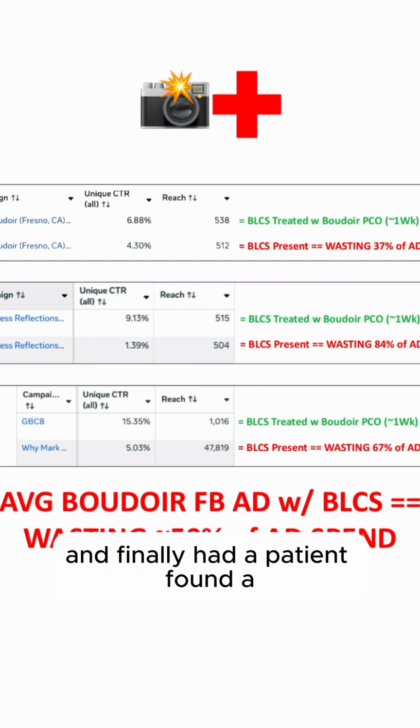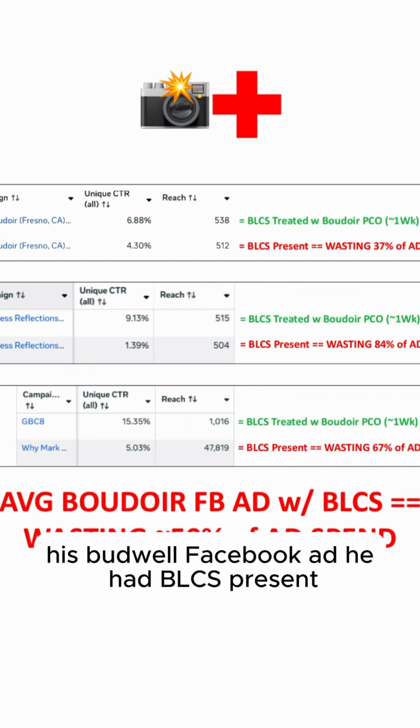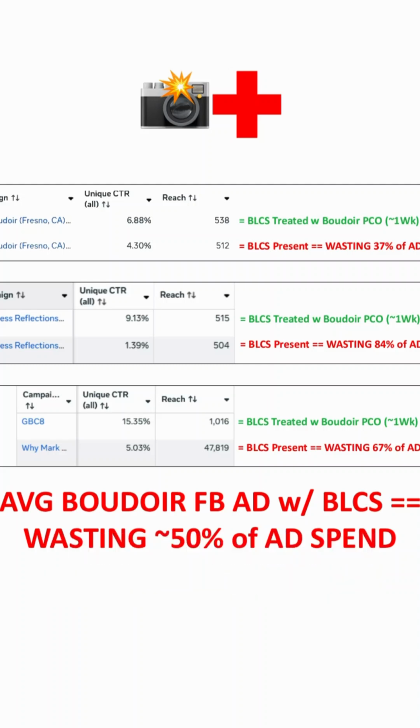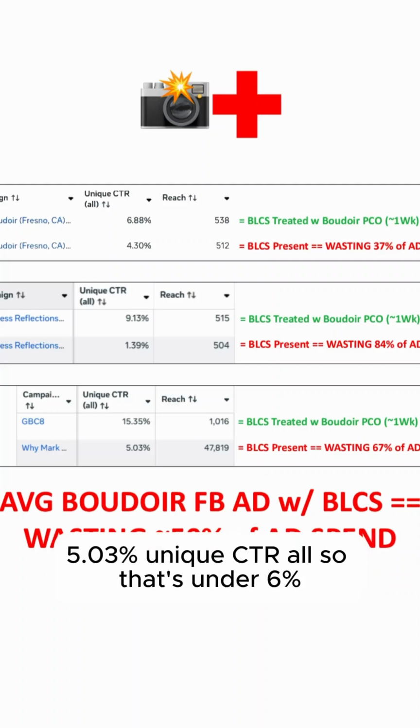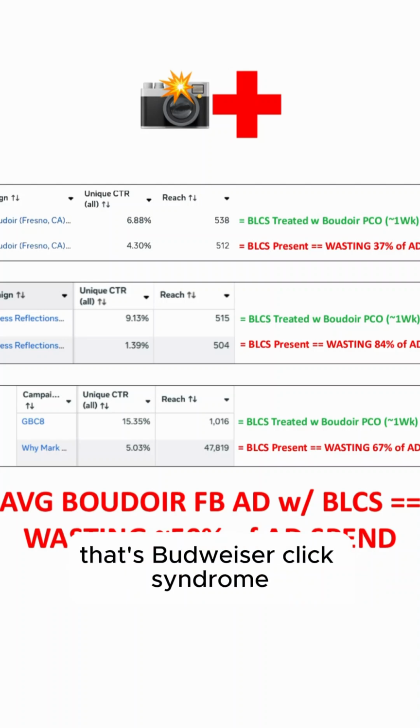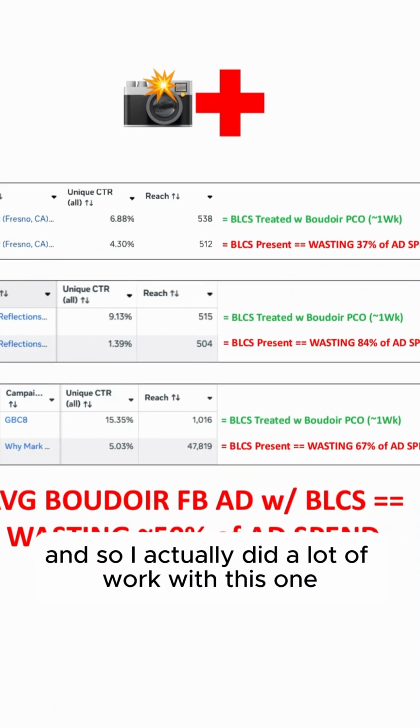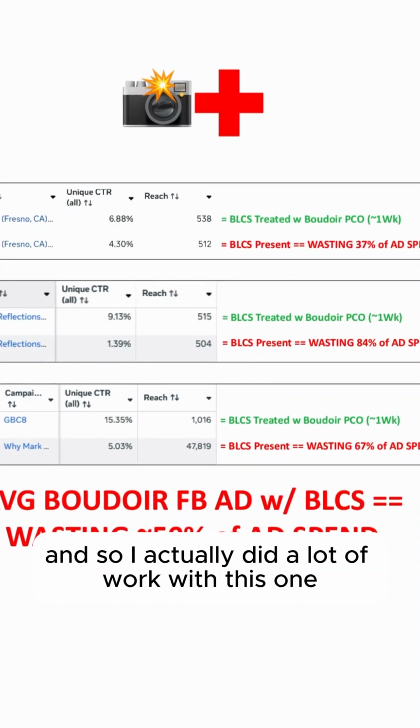And finally, I had a patient, and I found out his Boudoir Facebook ad had BLCS present, with a 5.03% unique CTR, so that's under 6%. That's Boudoir low click syndrome. And so I actually did a lot of work with this one.